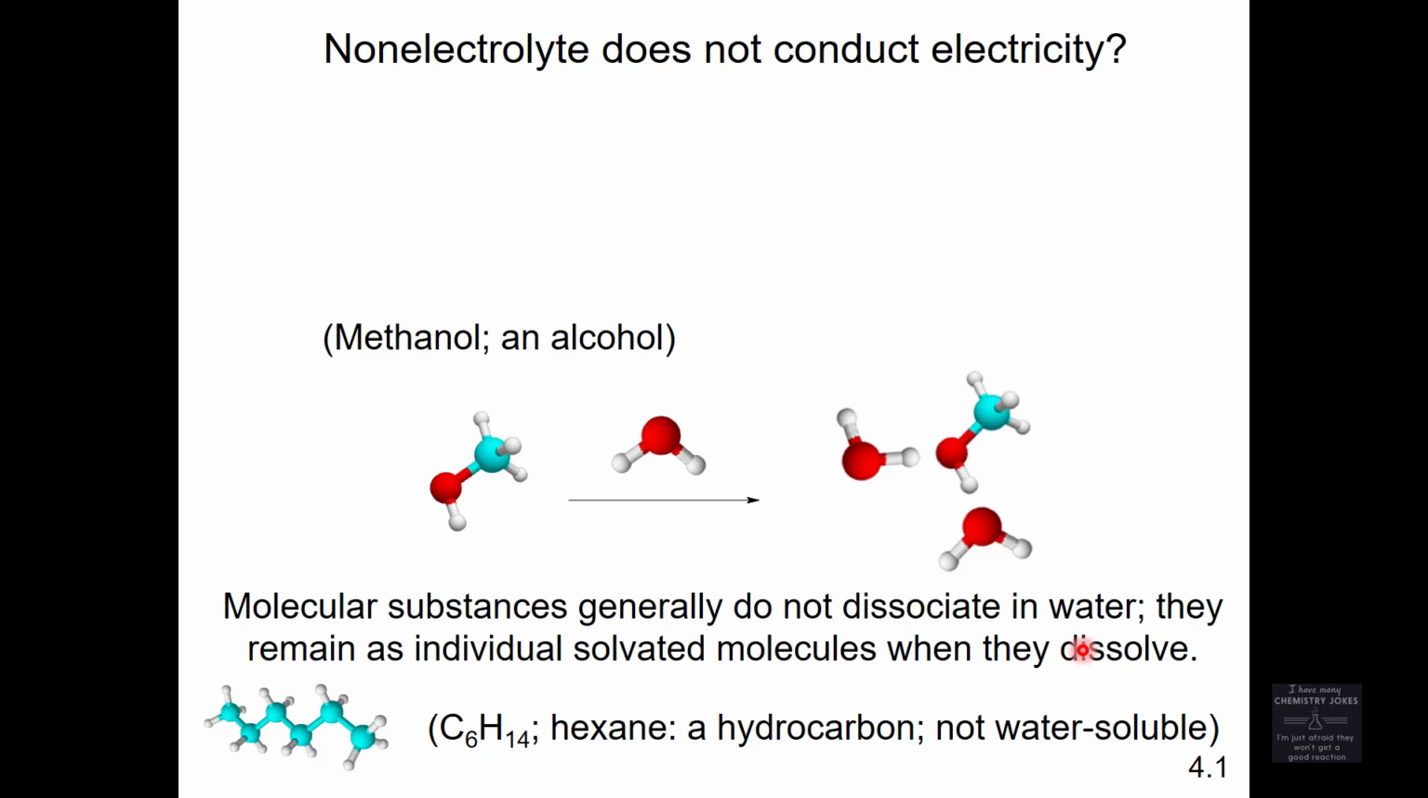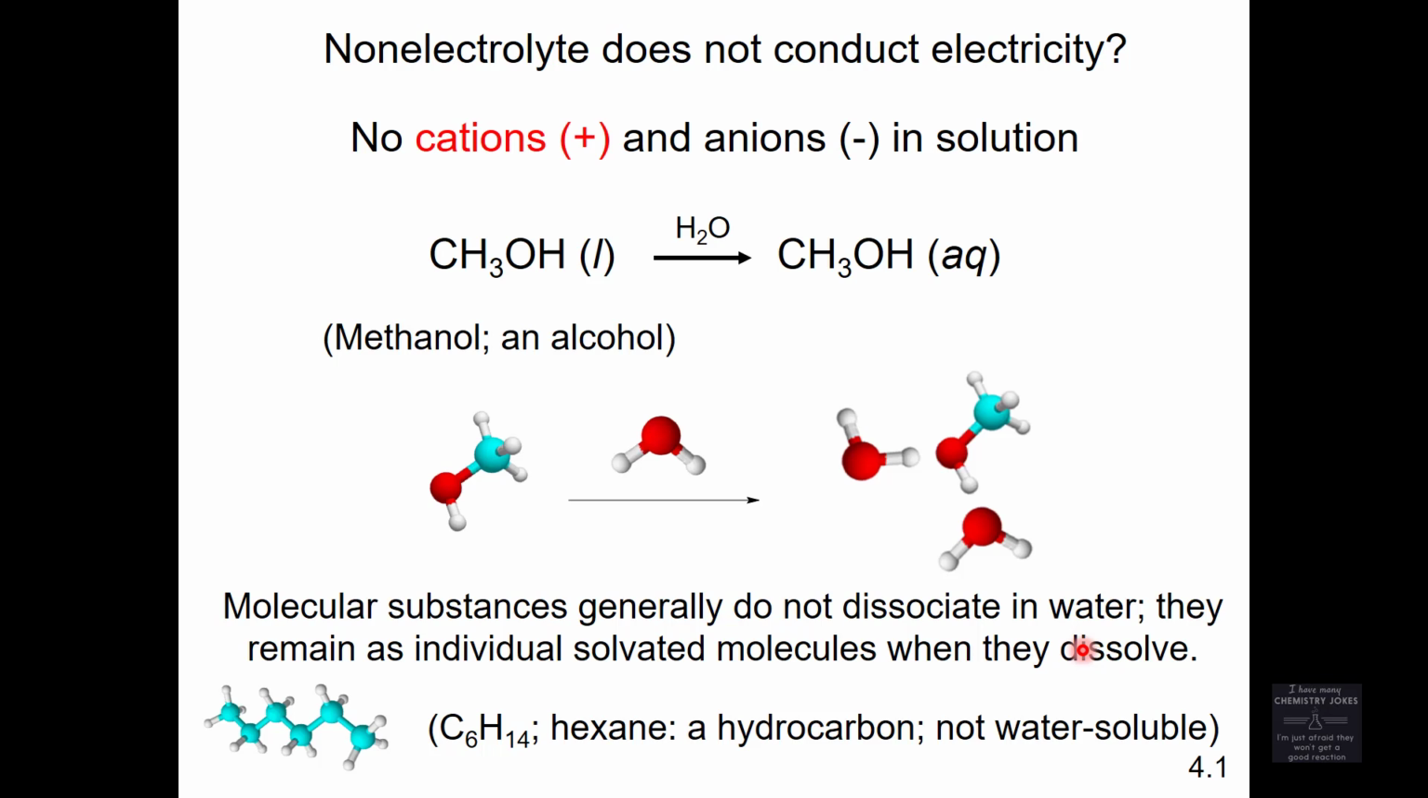So we said non-electrolytes are things that do not conduct electricity. The reason they don't conduct electricity is because you have to have ions freely swimming around in solution to conduct electricity, to transfer electrons. But non-electrolytes don't do that. They don't have cations and anions in solution.